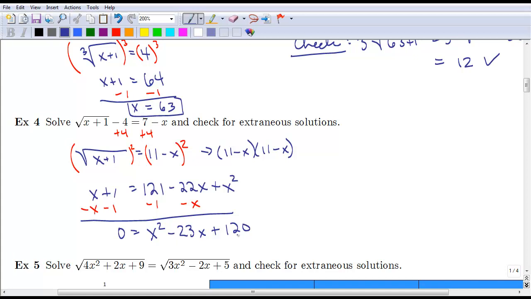We're going to end up with 2 solutions in this case, which we really want to check to make sure that nothing is extraneous. So in this case, if we factor, we have to think of factors that multiply to be 120 and add to be negative 23. Now take a second to think about this.